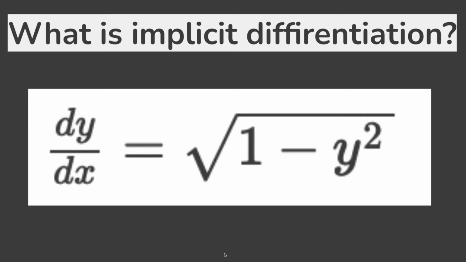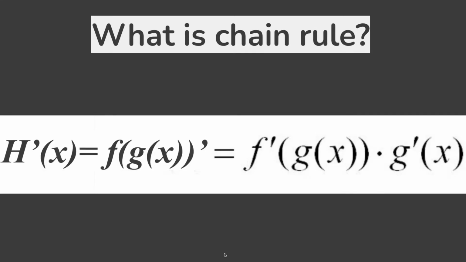Implicit differentiation is when we are taking the derivative with respect to x, as can be shown with the fraction on the left. As you can see, the denominator is dx. And we are taking the derivative of a function that has a non-x variable, in this case a y squared. Now we'll also need chain rule.